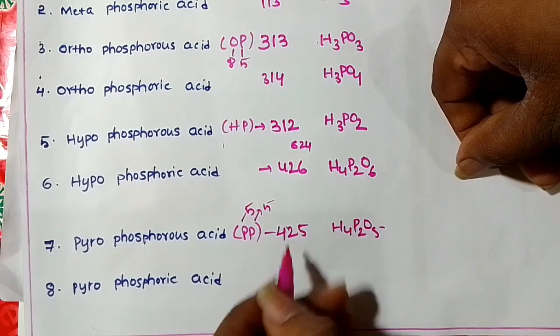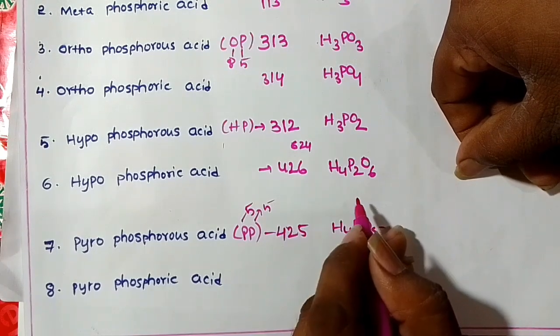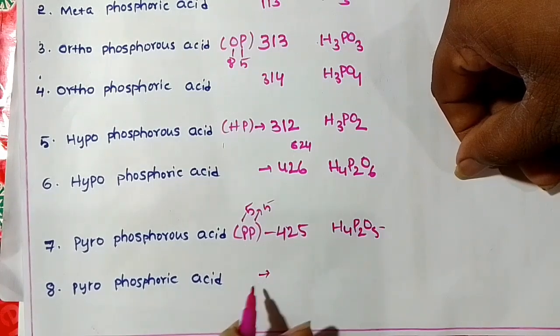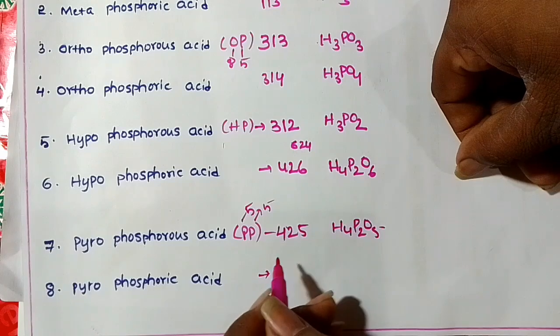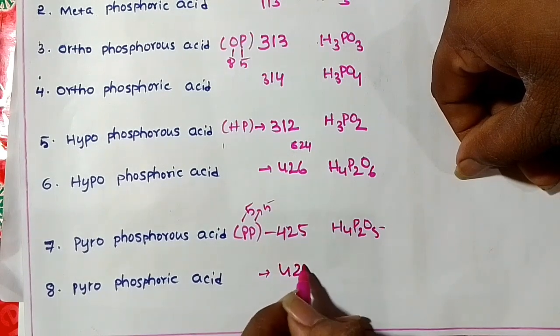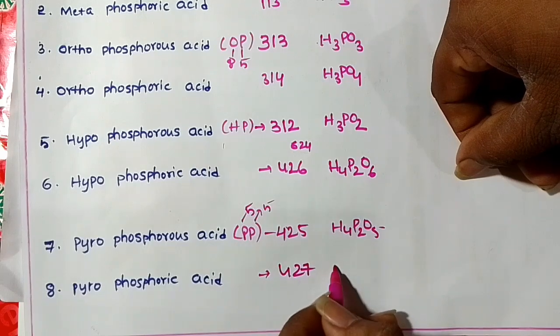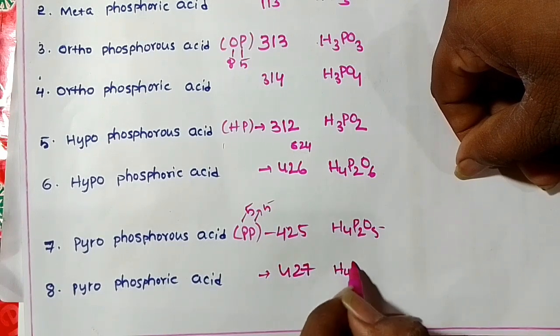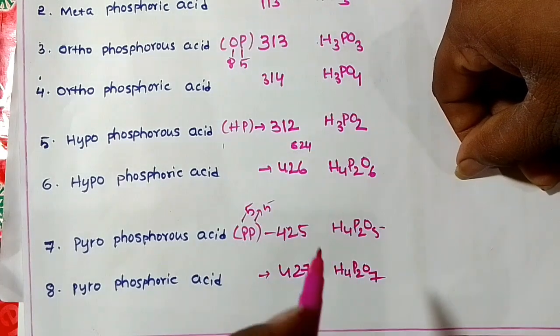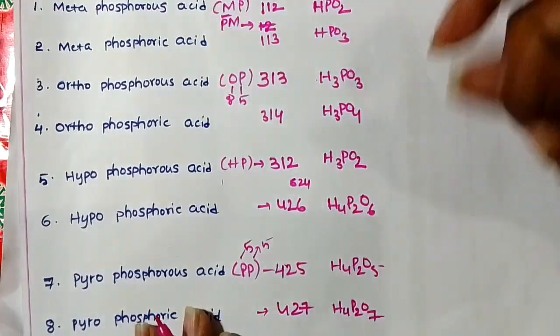For another trick, PP means PhonePe. For example, you have given 425 rupees to your friend through PhonePe. After some days he returns it to you with 2 rupees interest. With 2 rupees interest, 427. So the formula is H4P2O7. In this way we can write the formulas in an easy way.